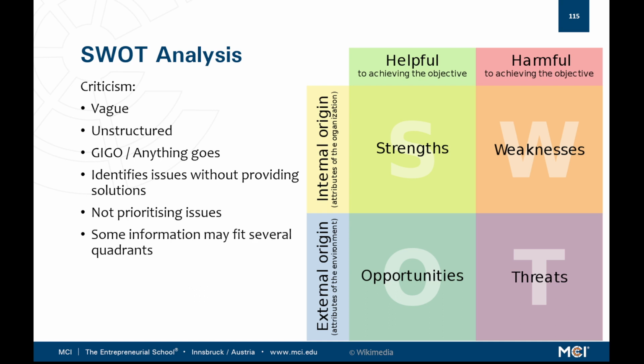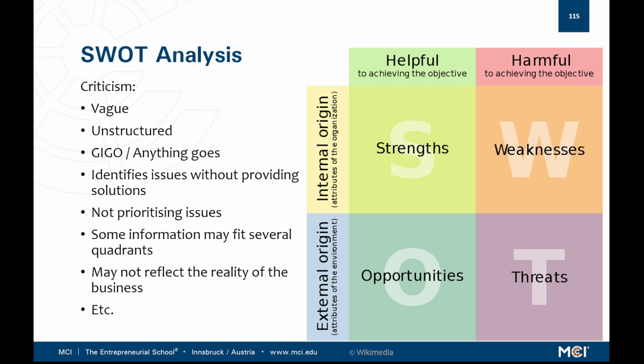Some information may fit several quadrants, and sometimes things that are opportunities can be seen as threats, and weaknesses can be seen as strengths. That's why it is very important that you understand what is actually located where, and you argue well why you put something into strengths and not into weaknesses.